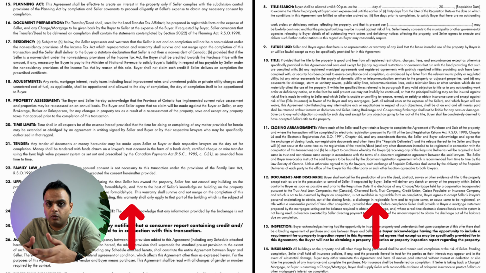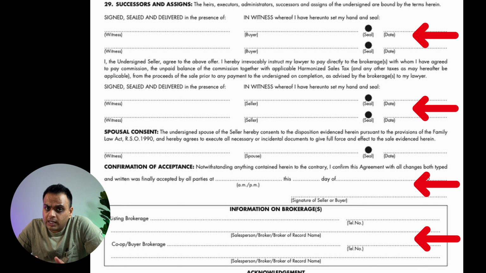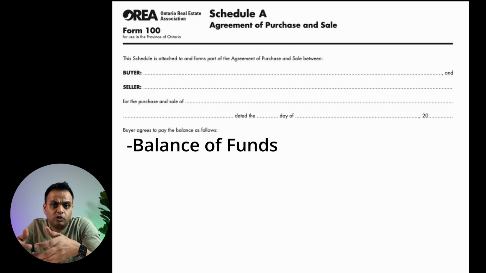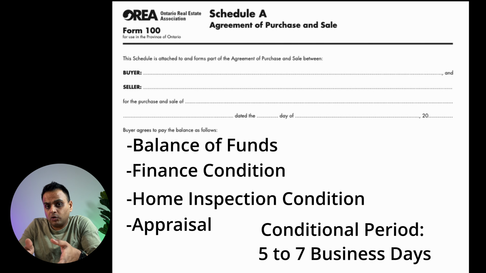Page 3 and 4 will mostly include all the pre-printed clauses. I recommend that you go through this with your realtor to understand your rights and responsibilities. And the title search date is the day when your lawyers will look into the property and make sure there are no hiccups. Moving on to page 5, we mostly have signatures and acknowledgements. Page 6, or Schedule A as we call it, is the most important page. This is where we draft all the conditions, from how balance of funds are to be paid, to finance, inspection, and even appraisal conditions. Conditions for the most part are between 5 to 7 business days, depending on how prepared you are before drafting the offer.